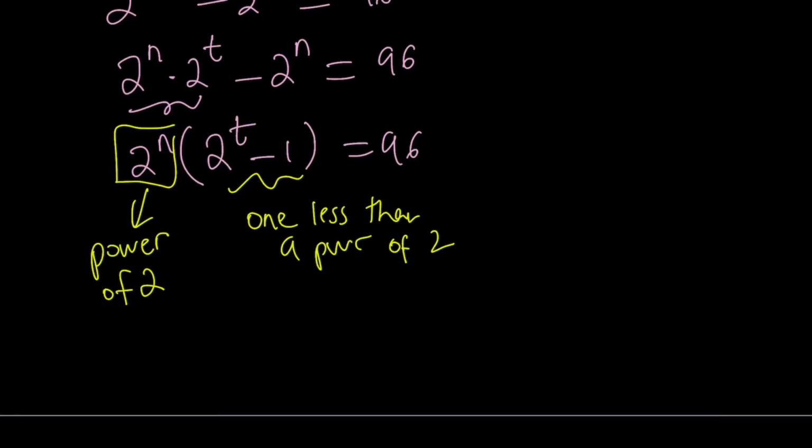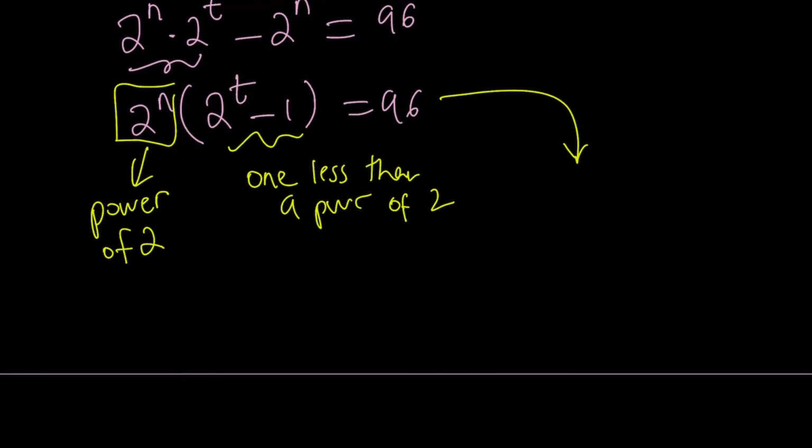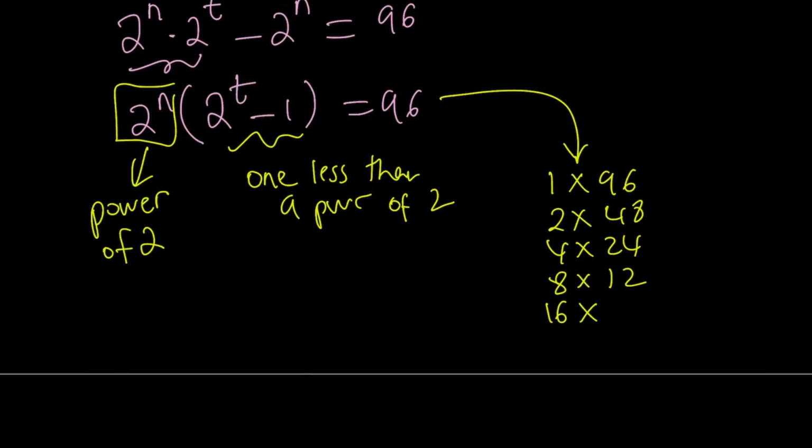If we don't know the second factor, we're not going to control it, but it's going to come up automatically. For example, I can do 2 times 48, and obviously, we should probably start with 1 times 96, right? Because 1 was also considered a power of 2, but in this case, you can tell n is not going to be 0, but let's just write it. So 2 times 48 is another one, 4 times 24, and then we have the 8 times 12, and then we have the 16 times 6.